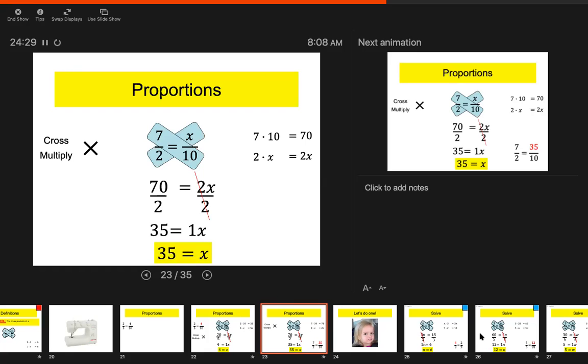To show you that when canceling doesn't mean it turns to 0. It turns to a 1. But 1 times x is x.